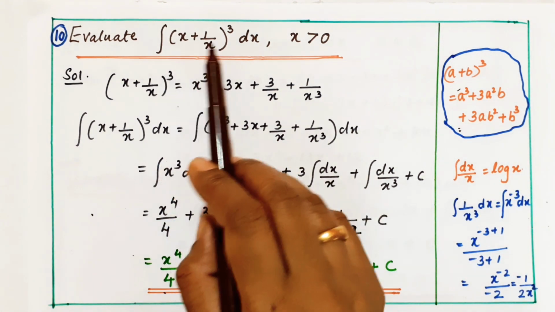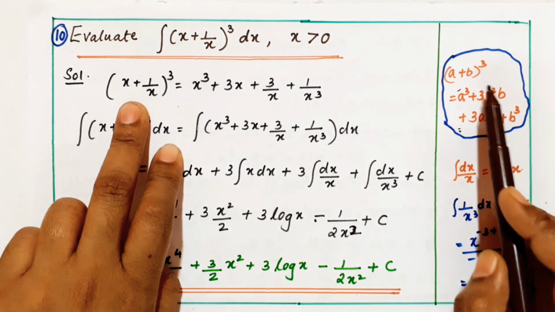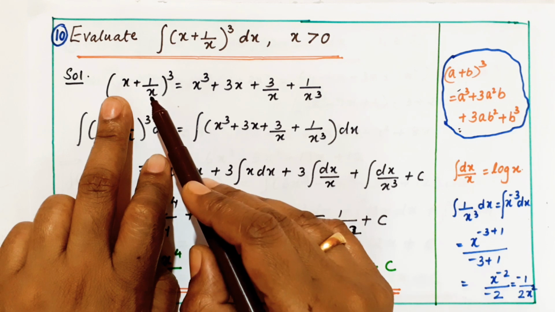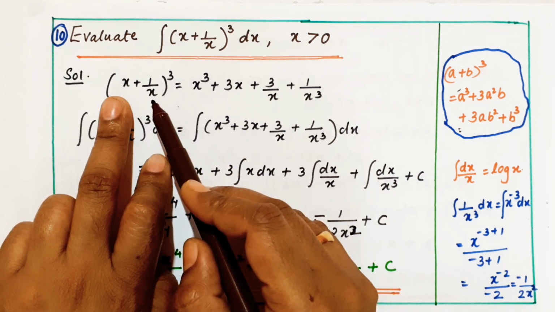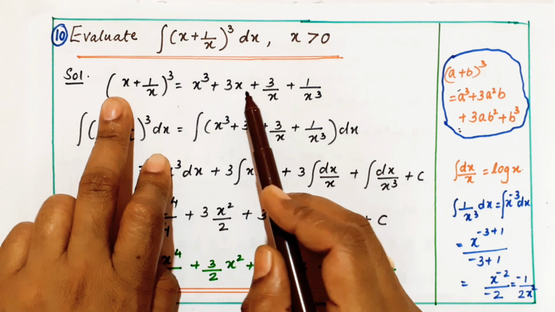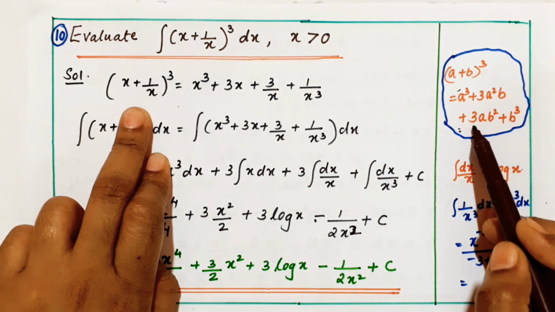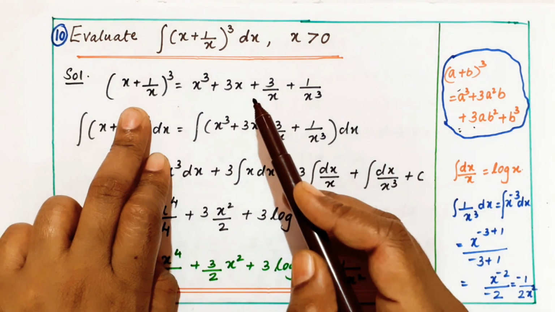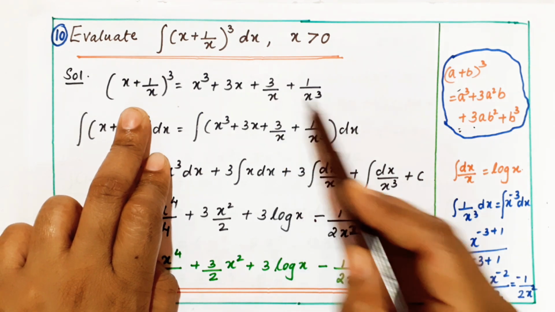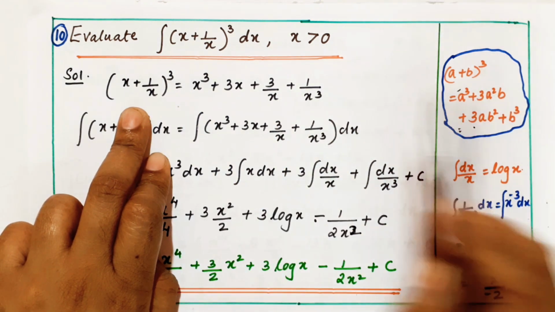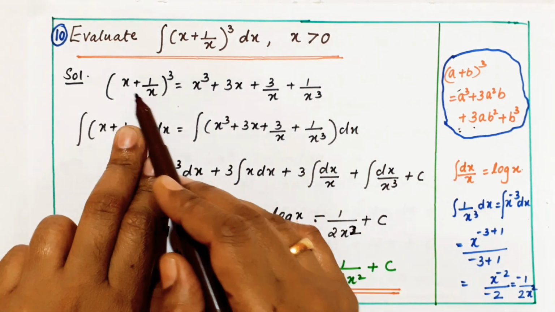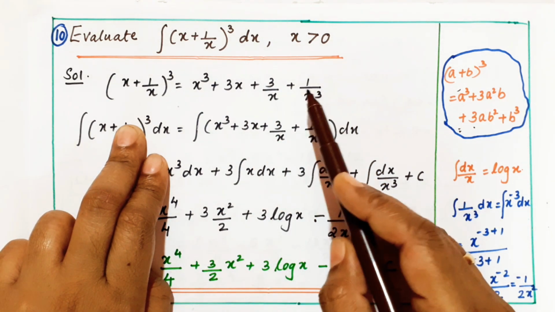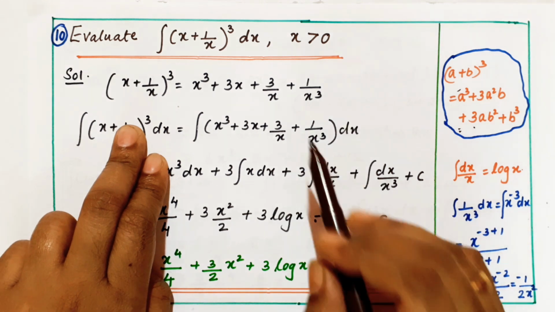So your a is x, b is 1 by x. First term a cube, so it is x cubed plus 3 into a square b, so it is x square into 1 by x. One x cancels, we get 3x plus. The third term is 3ab square, which means 3x into 1 by x the whole square, so it is 3 by x. Plus b cube is 1 by x cubed. So I use the identity a plus b the whole cube: x cube plus 3x plus 3 by x plus 1 by x cube. Clear?